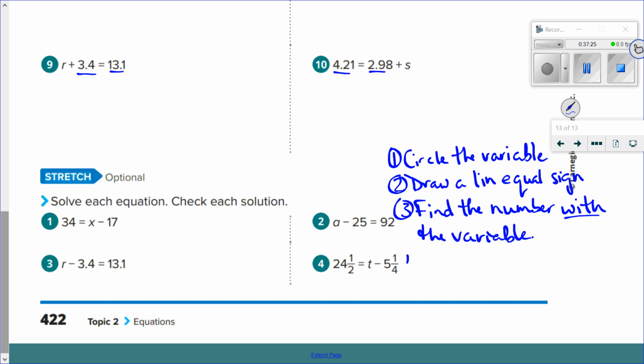And step 4, do the opposite operation with that number. That's operation, sorry. Operation with that number on both sides.